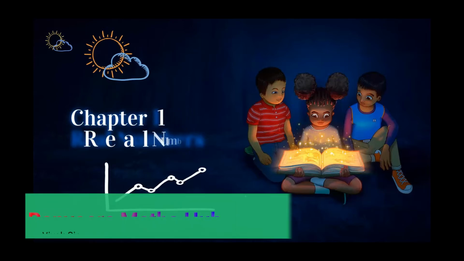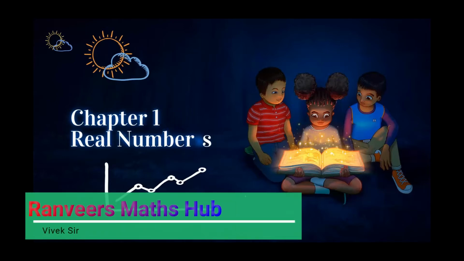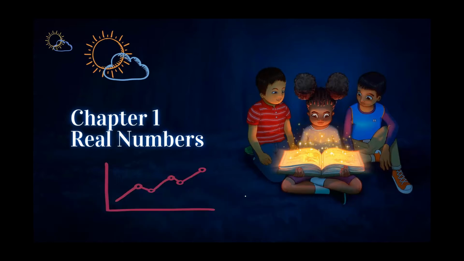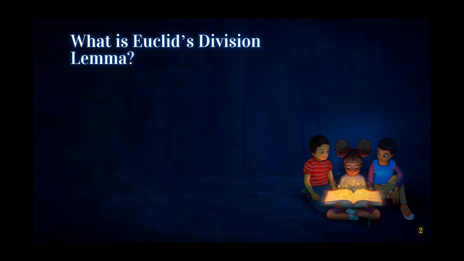So chapter number 1, real numbers. In that first topic is Euclid's division lemma. So what do you mean by lemma? First tell me that. What do you mean by lemma?